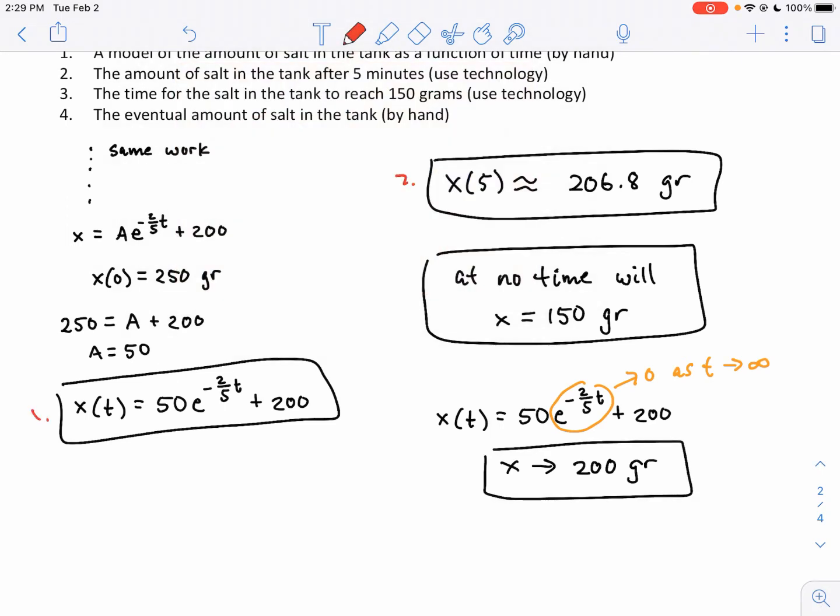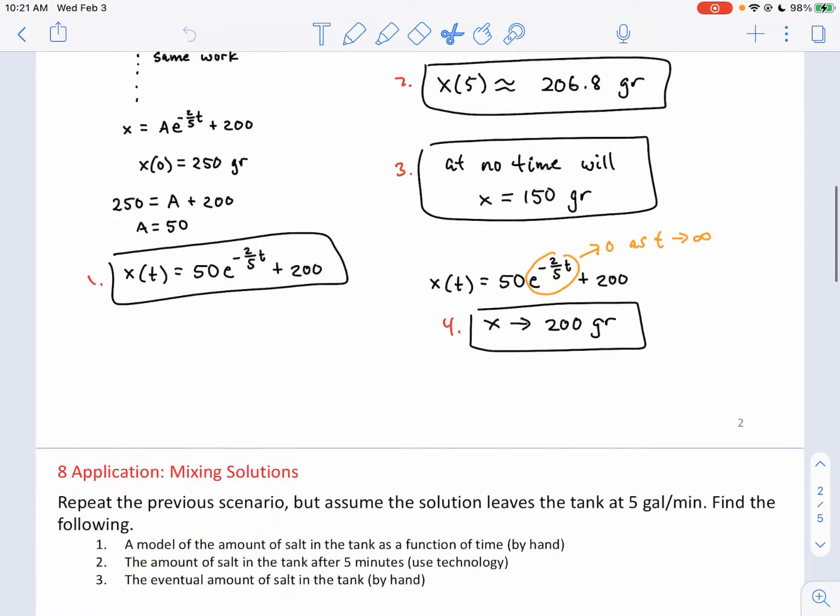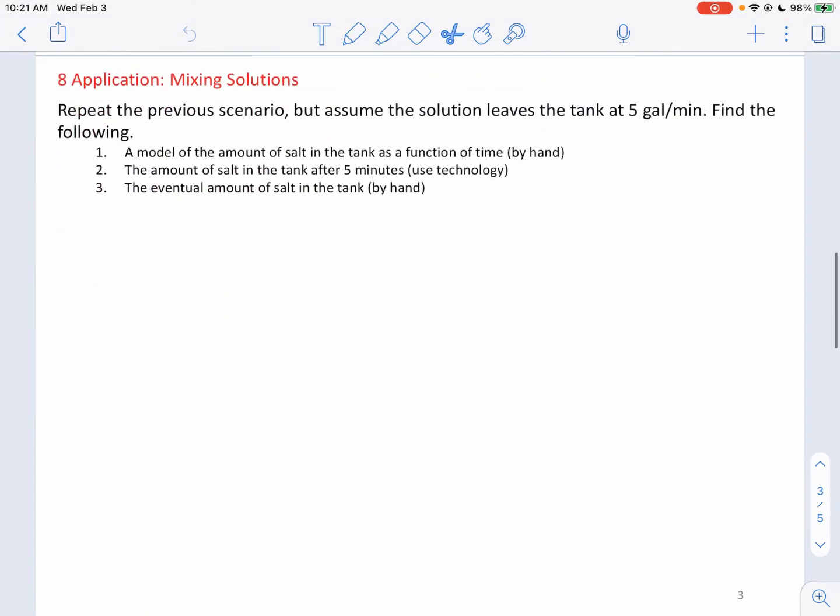And here we've answered the same 4 questions, but with a different initial condition. Okay, let's go to the next task. Repeat the previous scenario, but assume the solution leaves the tank at 5 gallons per minute. Find the following.